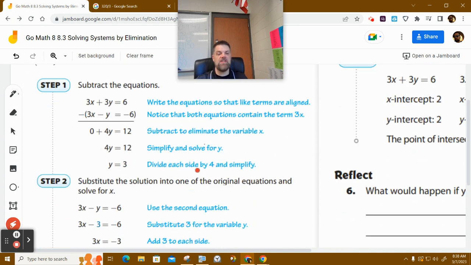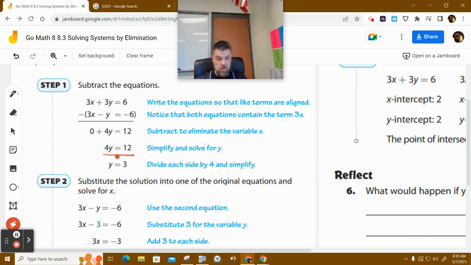The tricky part about subtracting the bottom is when I say 3 minus 3x, that's 0. But when I minus y, what am I really doing? Adding. So what's 3 plus 1y? 4y. And then remember, when I minus 6, what am I really doing? Adding. So what's 6 plus 6? 12. So if I do that, I get 4y equals 12.